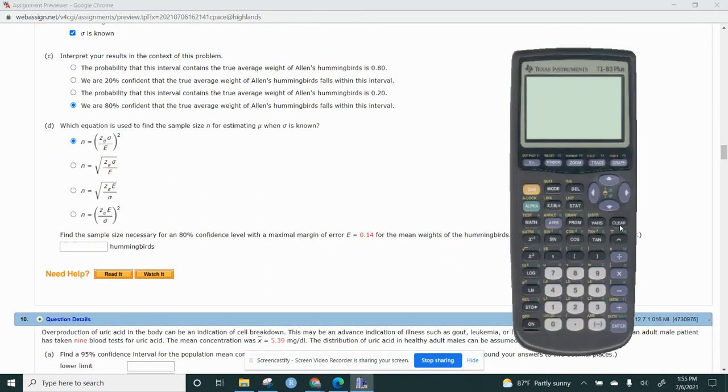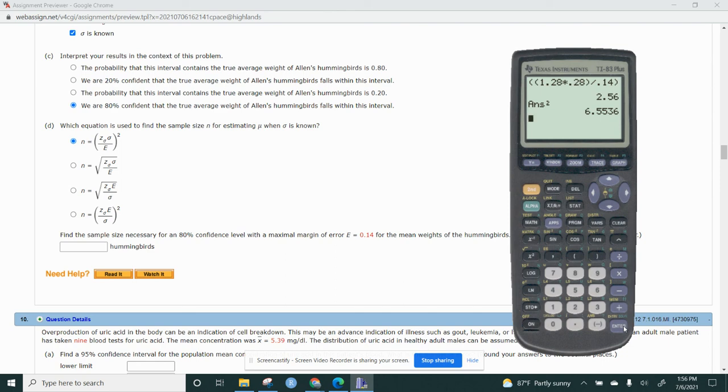I'll clear my calculator. Okay, so my first step is this. Parentheses. I'm going to do 1.28, which again was my critical value, times 0.28, which was my population standard deviation. Close those parentheses, and then I'm going to divide by the margin of error. Okay, I hit enter. But then my last step, you see I have to square it. So I'm going to just hit the square button, and I get 6.5536.